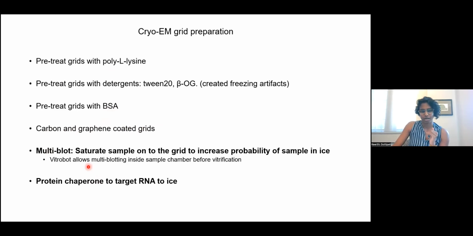What did start working for us was the multi-blot approach, which is saturating the sample on the grid with a lot of RNA. So Vitrobot allows you to blot multiple times onto the grid before you plunge freeze it. So this actually does help with saturating the sample on the carbon, and then eventually it does stick to the ice in the holes. The other approach that also kind of worked was the protein chaperone approach.